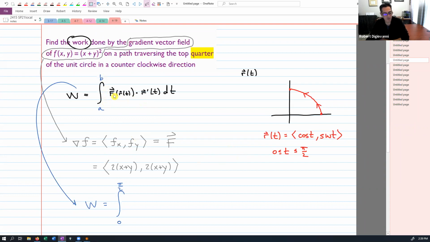Okay, so here now is the vector field evaluated on the curve. This you've not seen before. All it means is you take your vector field, which is right here, and you replace x and y with the parametric functions for x and y. So it'll be 2 cosine t plus sine t, comma, 2 cosine t plus sine t. That right there is the field evaluated along the curve.